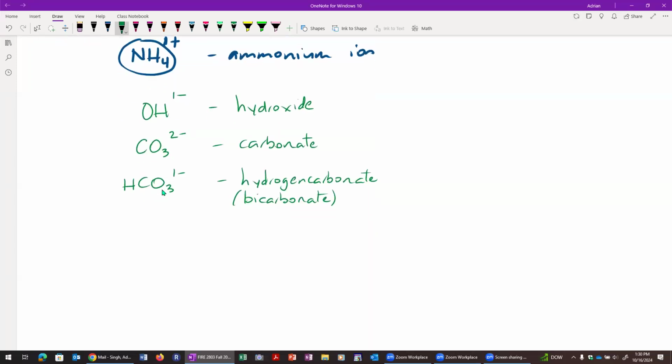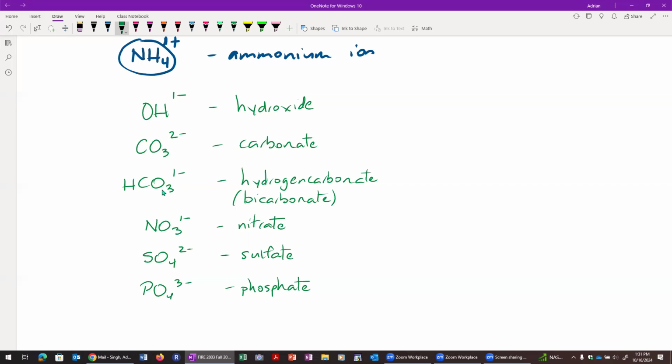There is another polyatomic ion, NO3, with a 1 minus charge. This is called nitrate. There is an SO4 with a 2 minus charge. This is called sulfate. And then we have PO4 with a 3 minus charge. This is called phosphate.